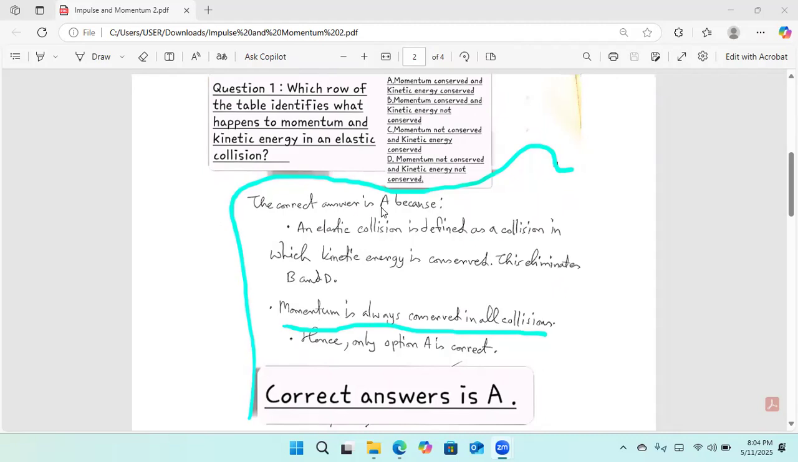The correct answer is A, because an elastic collision is defined as a collision in which kinetic energy is conserved. This eliminates options B and D. Momentum is always conserved in all collisions, hence only option A is correct. Correct answer is A.